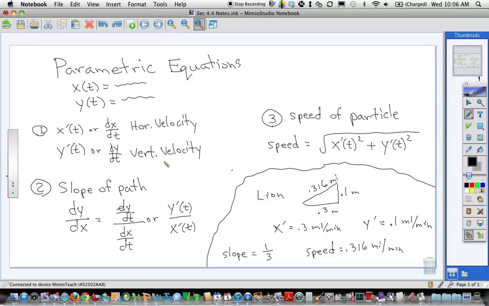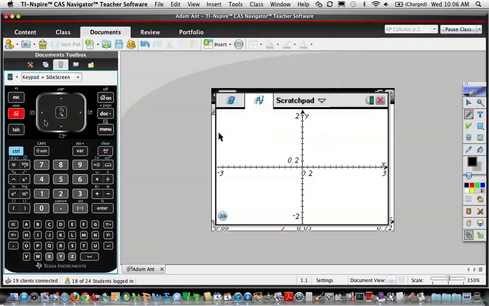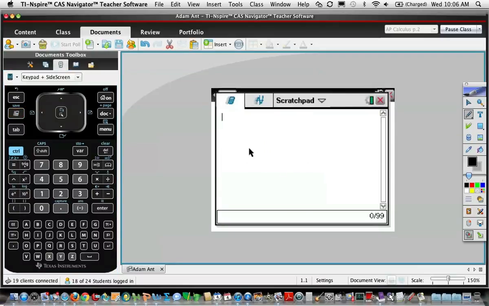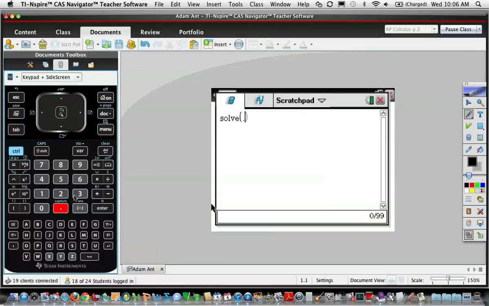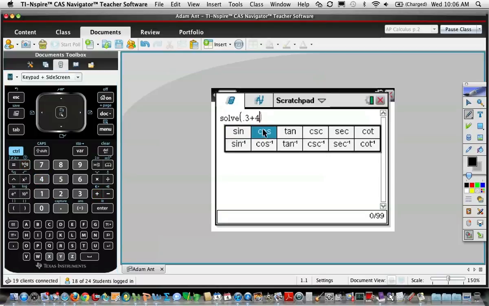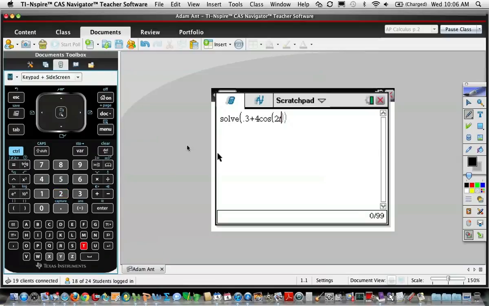I guess the reason, Tyler, I would focus on y prime more than dy/dx is this is an easier equation to work with, right? So you go back to number 2, which is where you have dy/dt, and you just set that equal to 0. So we go onto our calculator, and what was the equation? Somebody tell me the equation: 0.3 plus 4 cosine of 2t. I want to set that equal to 0, comma, t.